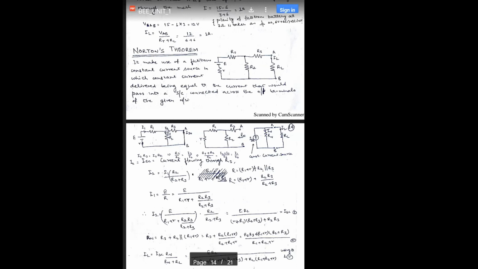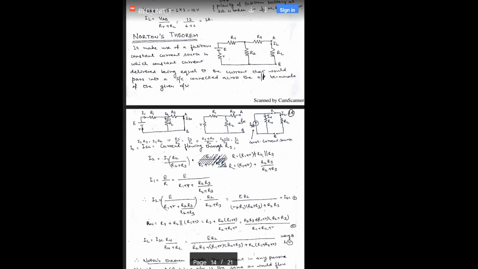Which is that current will pass through the short circuit of the output terminals of the network. Okay, so that means output terminals means the load resistance. So here is the short circuit current, or the same amount of the current is being flowing through the load terminals or the output terminals of any given network.